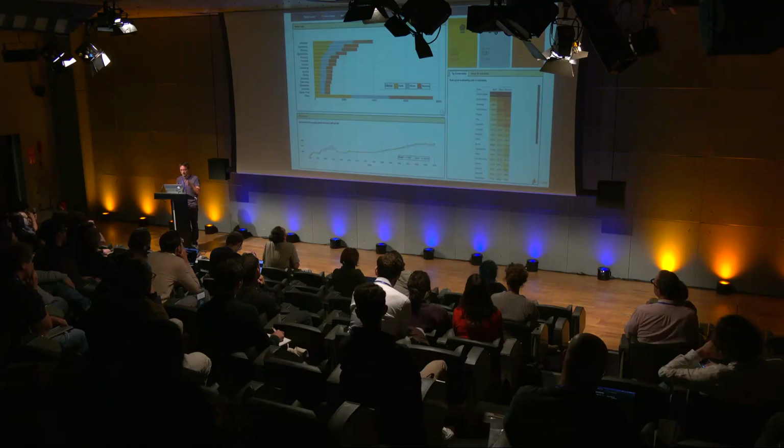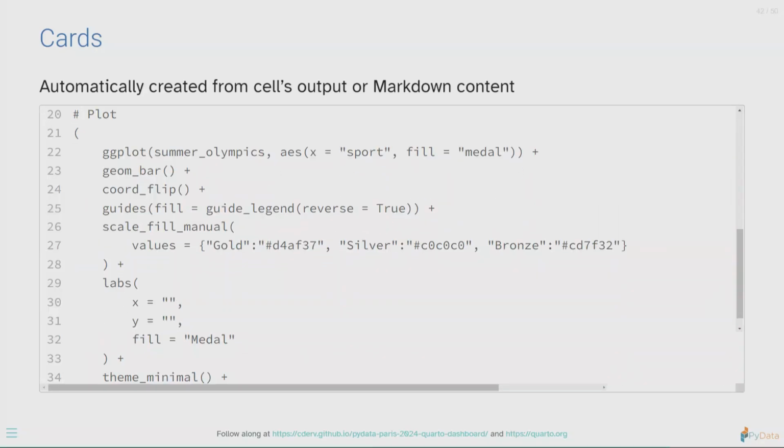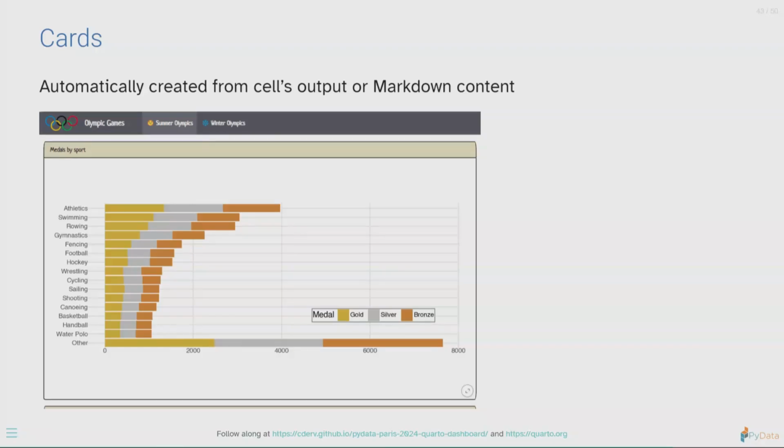Now, how do I fill those columns? I took the example directly from the Olympic dashboards, and the cards will be automatically created based on the cell content, the cell output that I have in my structure. So I have a column. You see, I get a name. It's not used in the dashboard, just for me to know what I'm calculating. I want a first row in my column being medal by sport, and then I'm calculating something. I will set a label because it's easier to reference later, and also a title, which will become the title on the card if I want one. Then I calculate different things, and I'm outputting a plot, and when I quarto render this notebook, I directly get my plot.